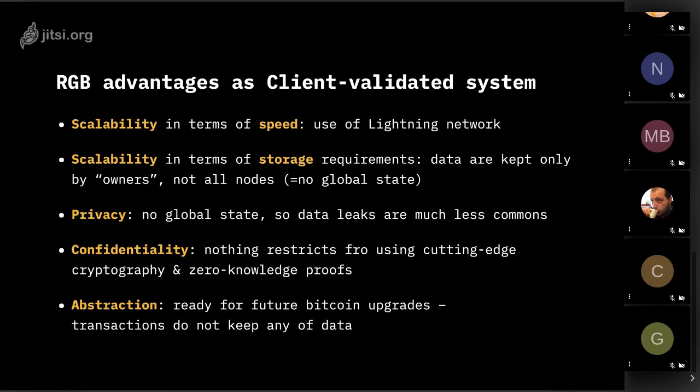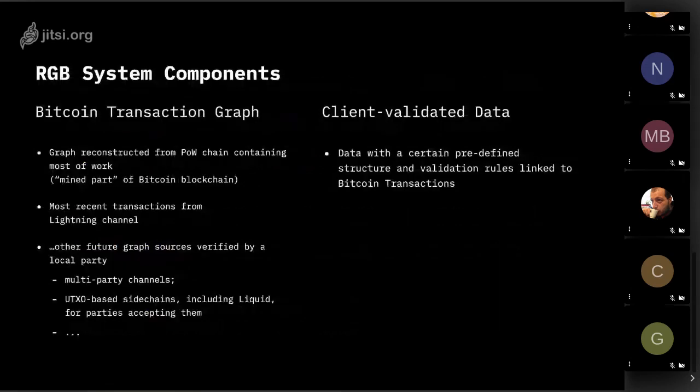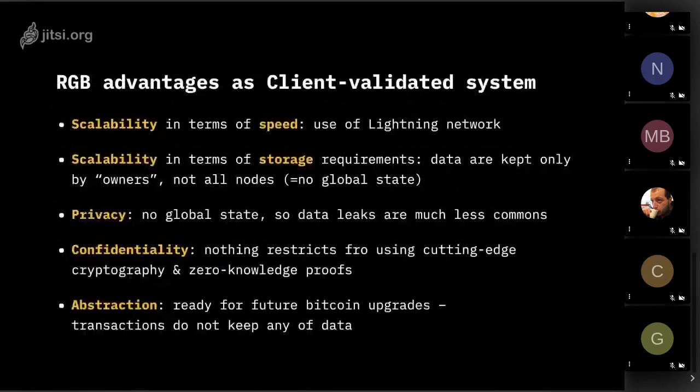Okay, I will continue. So, giving the definition of RGB, I will start going into technological details. In general, RGB is a client-validated layer on top of Bitcoin. I will be explaining in a moment what this client validation means. And this gives a set of advantages to RGB over existing smart contracts, digital assets, and digital rights management systems.